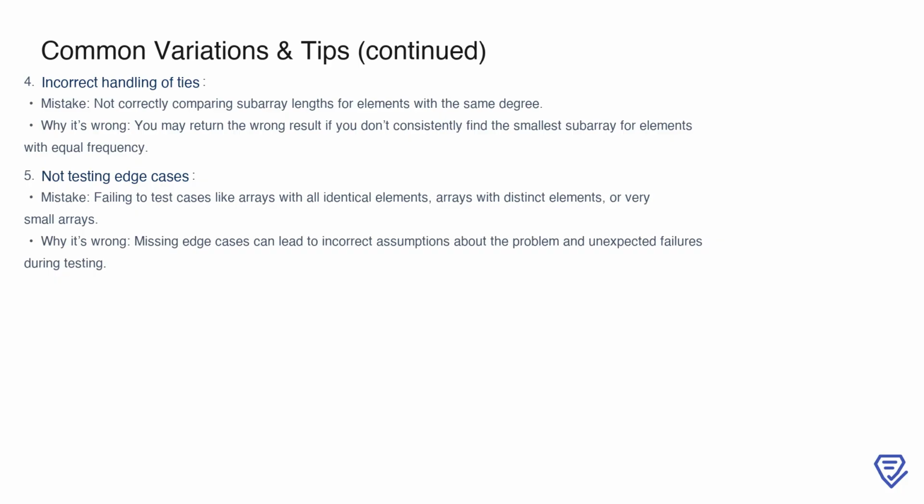One of these is the incorrect handling of ties. For elements with the same degree, you have to carefully compare their subarray lengths to ensure you're returning the smallest one. Failing to do so can lead to incorrect results. Another frequent oversight is neglecting to test edge cases. For instance, arrays where all elements are identical, arrays with completely distinct elements, or even very small arrays can expose flaws in your approach. Ignoring these cases may result in assumptions that don't hold up under certain conditions, leading to unexpected errors during testing or in interviews.